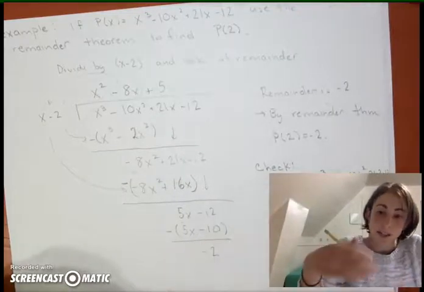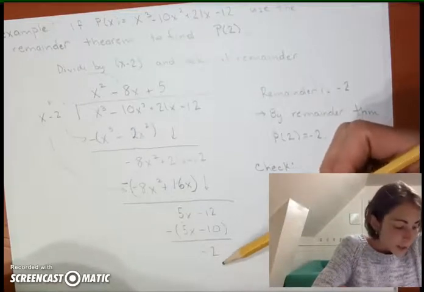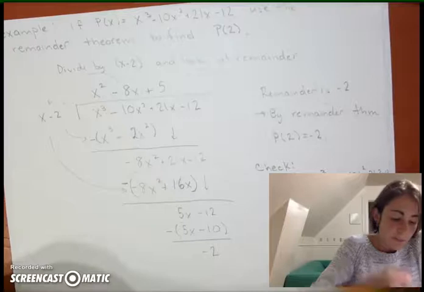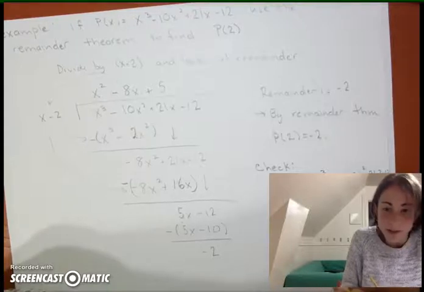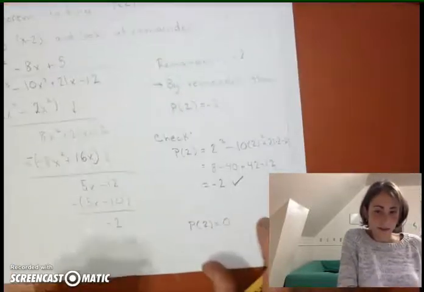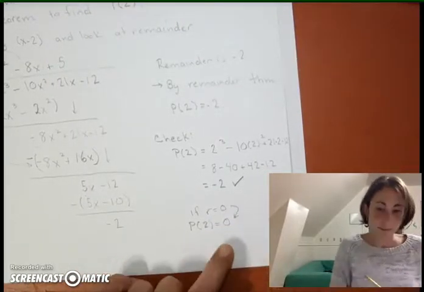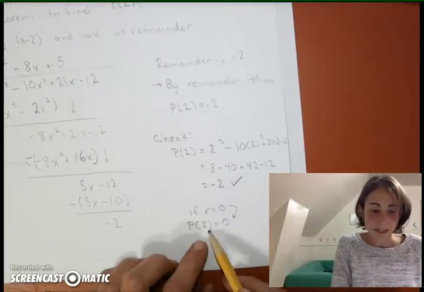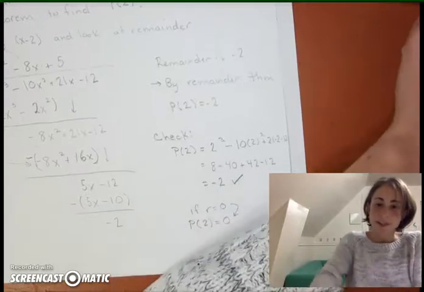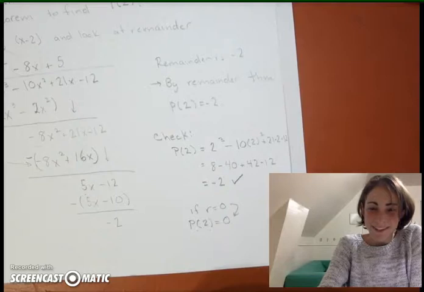In order to get you thinking about the next theorem that we're going to hit in the next video, think about what it would mean if the remainder was 0. So say we did this and we got a remainder of 0, that would say that p of 2 equals 0. So if r equals 0, that says p of 2 equals 0 by the theorem. So what does that say about 2? This is where we're going in the next video. So think about that, and then we'll talk about zeros and roots some more.